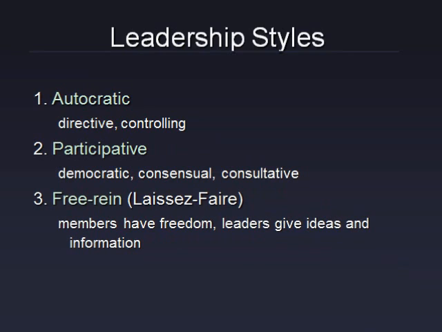Think of some of the supervisors or managers that you've worked for, and what kind of leadership style did they use? Maybe they use more than one leadership style depending on the situation they were in, or maybe they use one leadership style all the time. For example, some leaders choose to be very autocratic. That means they're very directive and controlling. They like to tell people what to do and they don't want any input back.